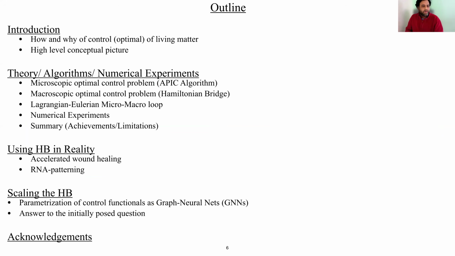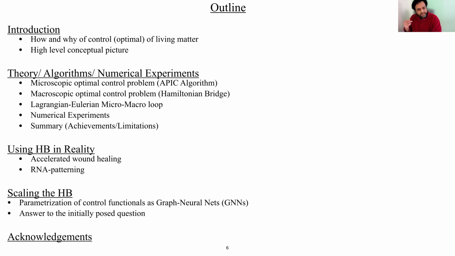First, why do we care about the how and why of optimal control of living matter? Then I'll give you a high-level conceptual picture about this topic, because generally optimal control and stochastic optimal control is not taught in the physics department. It's a topic in applied mathematics. Then I'll give you some things about the theories and algorithms and some numerical experiments. Mostly they will be about the microscopic optimal control problem, which is much more like microscopic statistical physics. And then how do you coarse grain these theories so that you get a macroscopic optimal control problem? This will be called the Hamiltonian bridge.